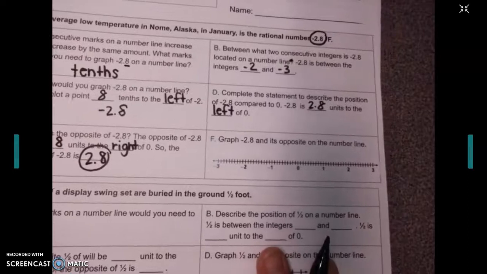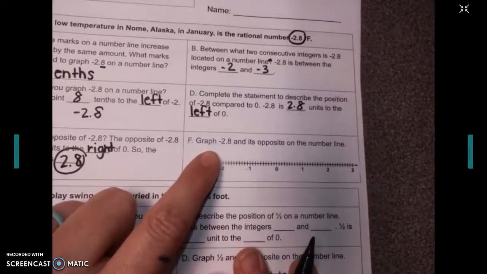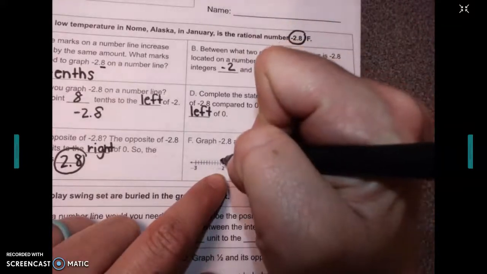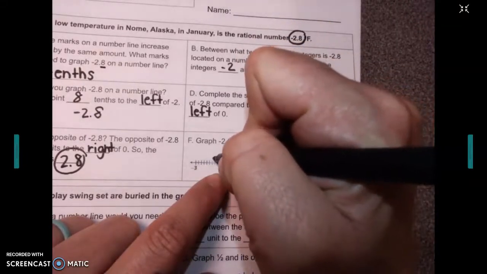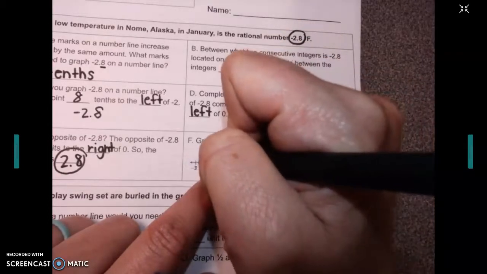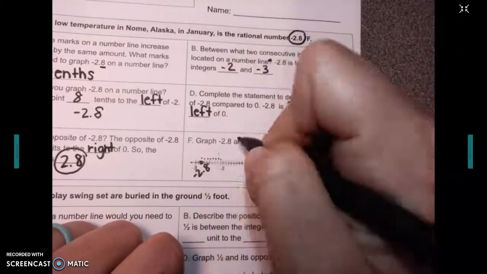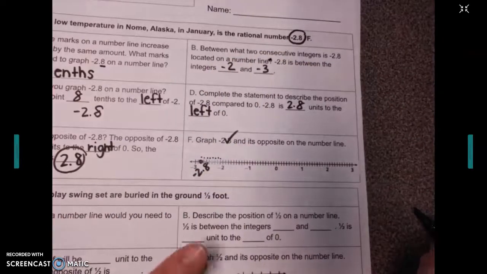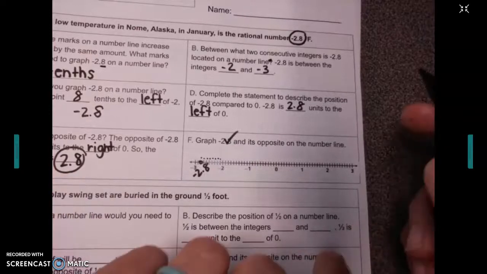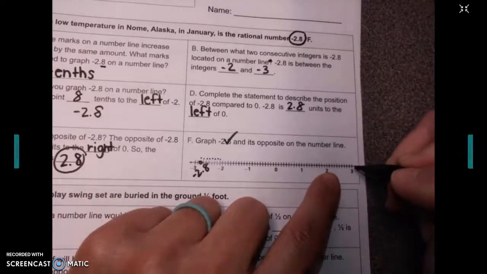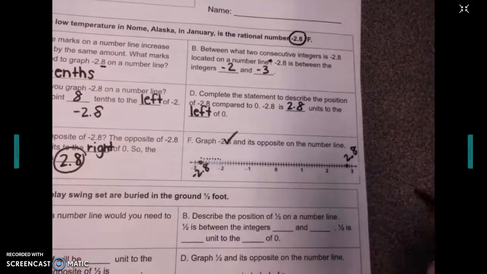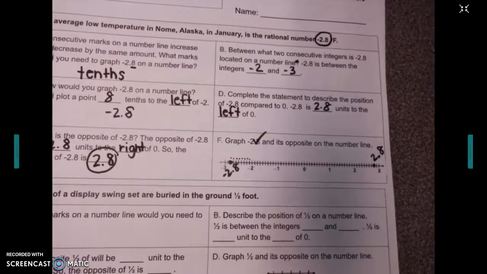Okay, we're moving to F on the number line. We're going to graph -2.8. So I go to -2, and then we're counting by tenths. So I have 1, 2, 3, 4, 5, 6, 7, 8. So we're going to put our dot right here. That's -2.8. So I graph that. Now I need to graph its opposite. The opposite of -2.8 is 2.8. So I go to 2, and I go all the way over to 0.8. So 2.8. And that's all there is on that first long, big question.